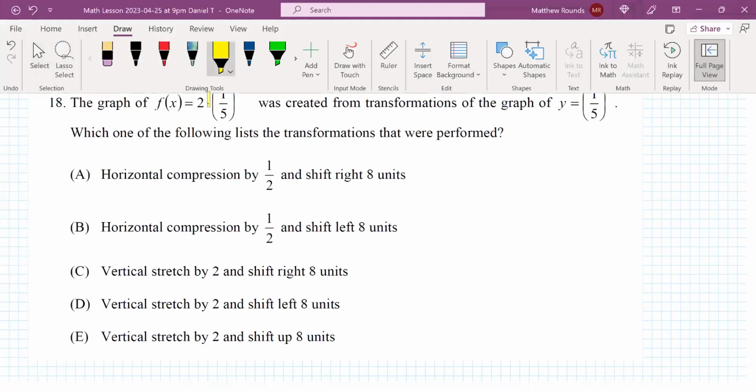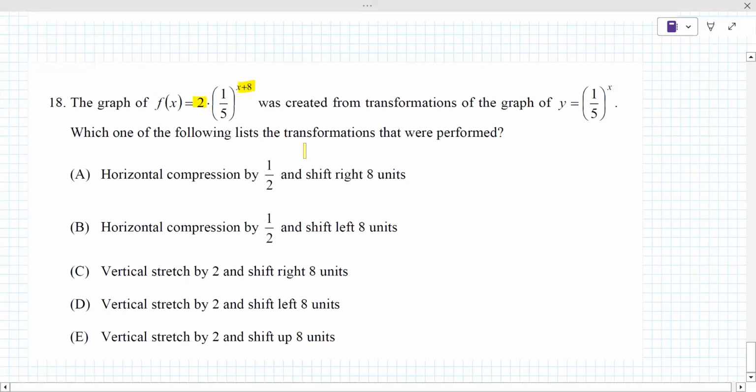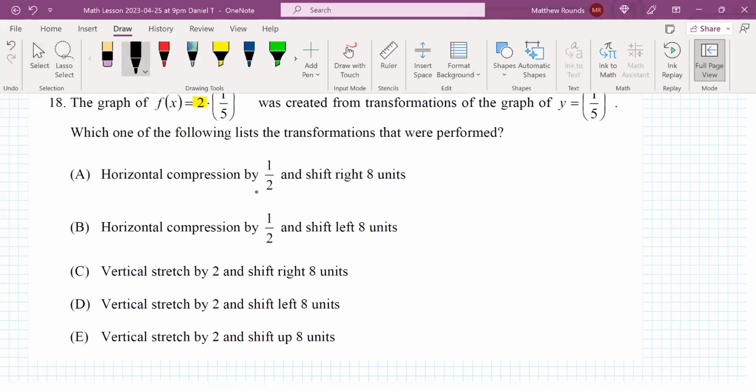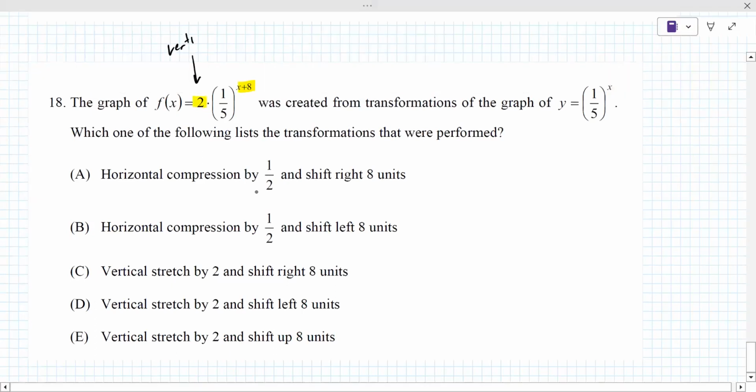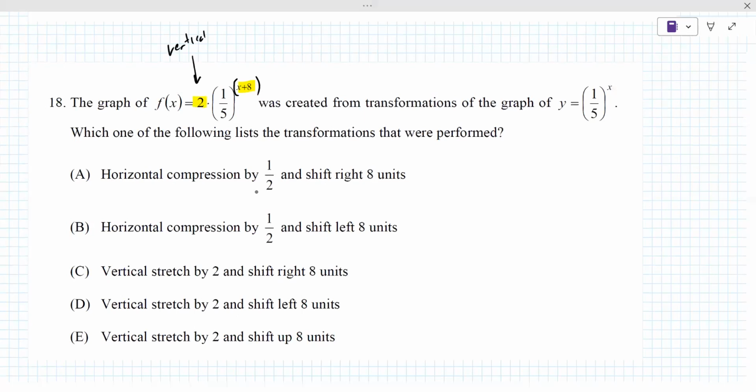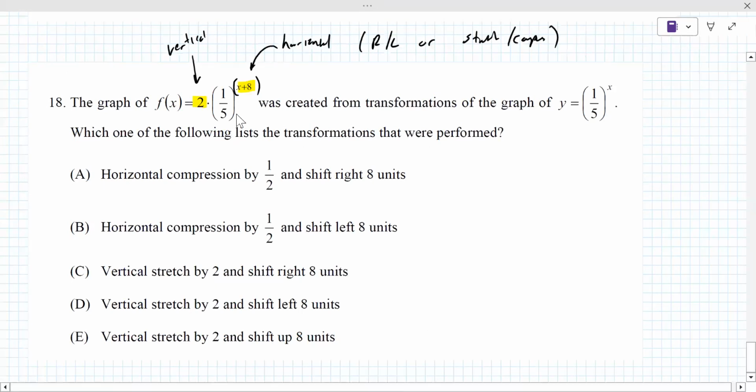Yeah, there's 2 transformations here. This one and then this one. The one on the outside is always vertical. The one inside the parenthesis is the horizontal, which could be 2 things. It could be right or left, or it could be a stretch or compress. But stuff on the outside is always vertical. Stuff on the inside is always horizontal. So the x plus 8 is left.